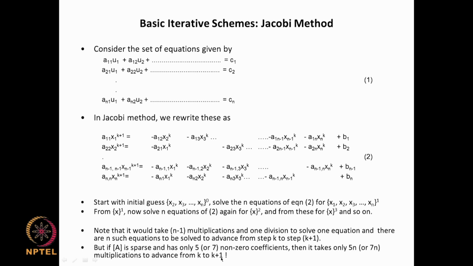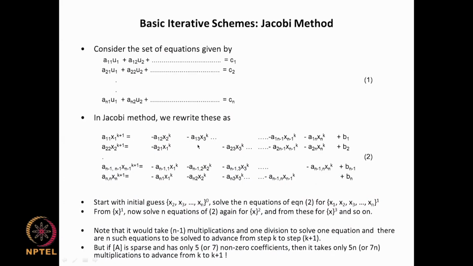So in that sense, the Jacobi method takes advantage of the sparsity of matrix A. Instead of doing it for all of them, it does only for those equations which have non-zero coefficients, and by doing that it goes from n square number of multiplications or divisions to 7n or 5n number of multiplications or divisions to go from step k to step k plus 1. Okay. Now what does that mean?